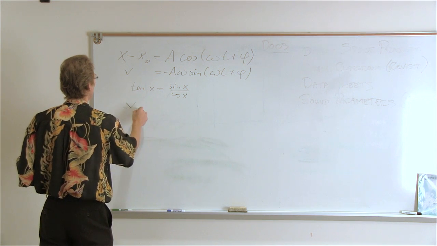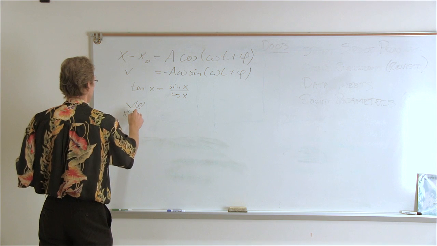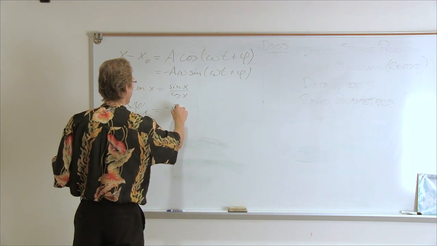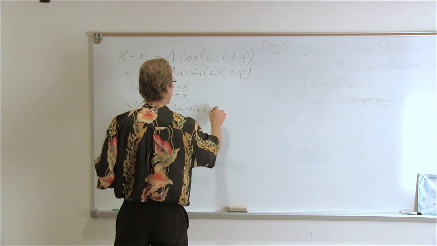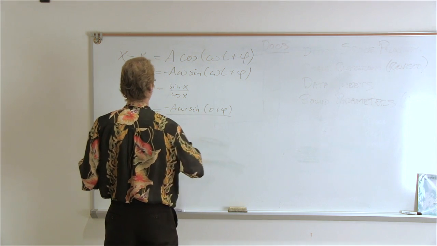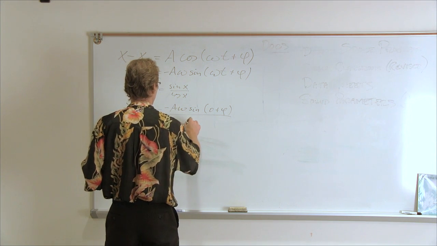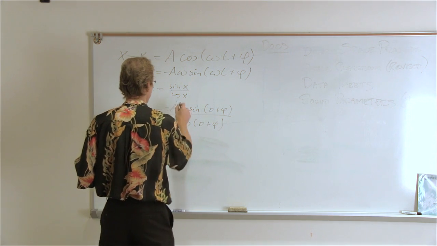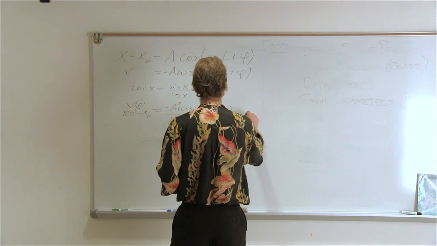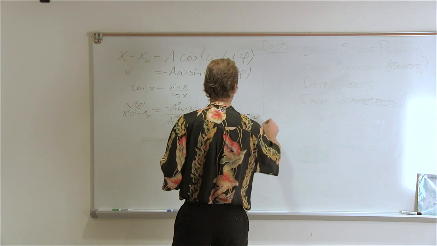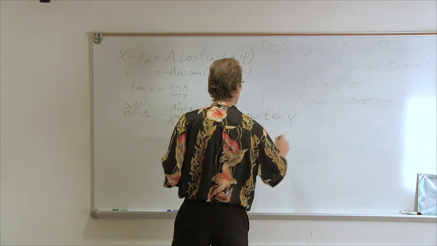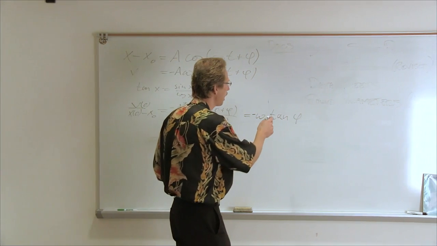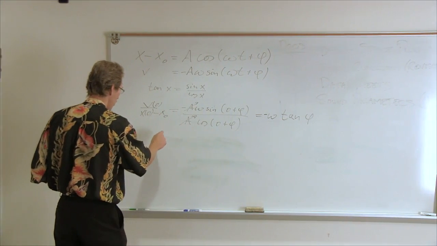So we get v of 0 over x of 0 minus x naught equals minus A omega sine of 0 plus phi over plus A cosine of 0 plus phi, and the A cancels, and we're just left with the omega and the tangent function of phi. So we get minus omega tangent of phi. Now, when we actually plug in the numbers, the tangent function has an ambiguity or periodicity.